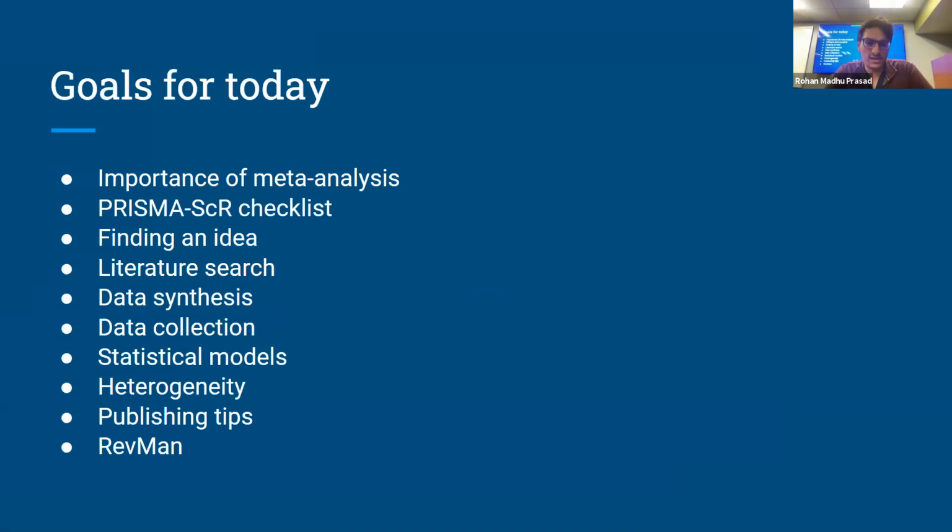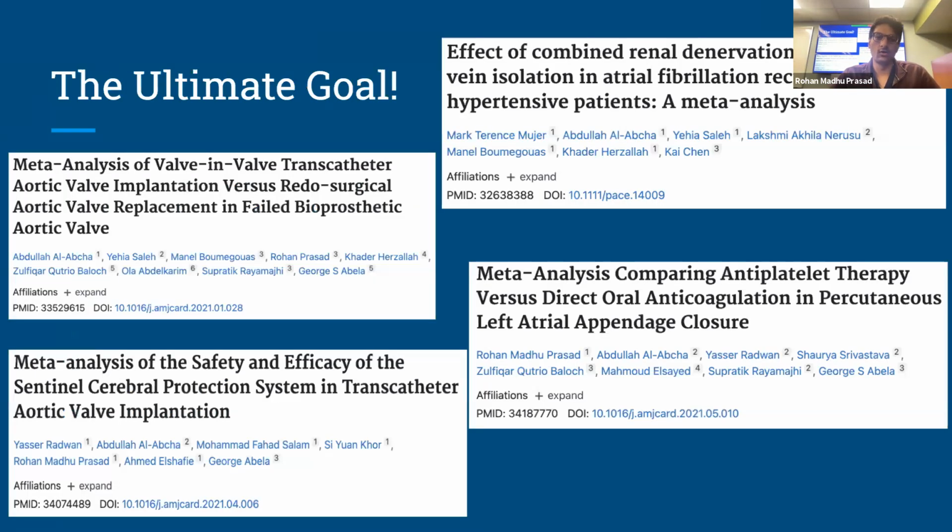Goals for today would be the importance of a meta-analysis in the research world. What is a PRISMA checklist? How to find an idea, how to conduct a literature search, how to do the data synthesis, data collection, what the different statistical models are, how to interpret heterogeneity, publishing tips, and then the Review Manager program itself. So the ultimate goal is getting one of your articles published on PubMed.